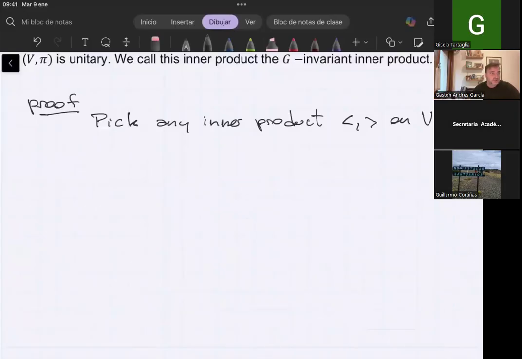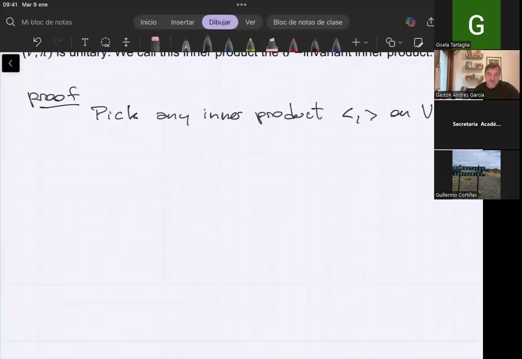Since we don't know if this is true, we have to take an average. So the idea is the following: we want to make a new inner product on the elements of V such that the action of any element of the group is unitary. So we take the sum of all possible actions on these two elements. For any element X, we take this inner product. This is a new definition.